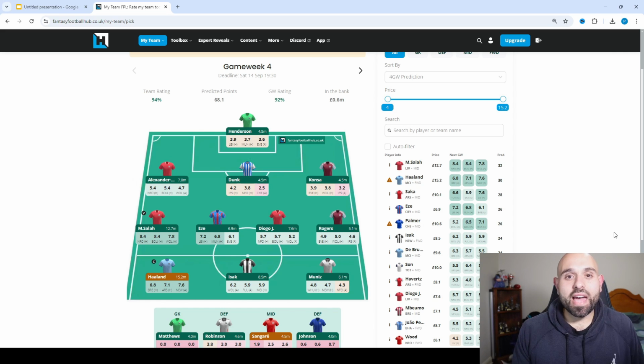Happy with where the team's at so far. Dunk, Konsa, Trent, Salah, Eze, Jota, Rogers, Muniz, Isaac, Haaland with Henderson in goal. Just going to try to limp my way to a game week 6 wildcard. We're sitting at 2.1 million rank overall, so not the best in terms of our rank, but that is my side.